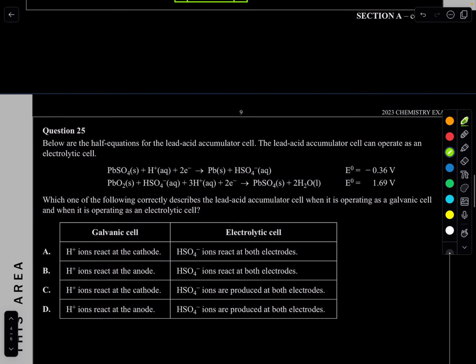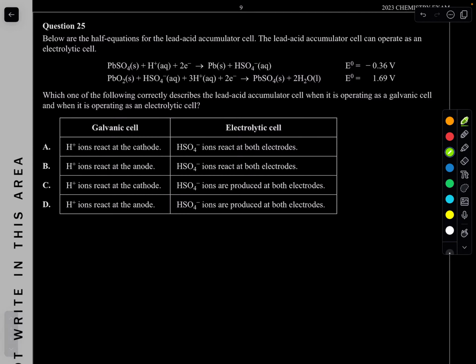Beautiful. Question 25. Below are the half equations for the lead acid accumulator cell. The lead accumulator cell can operate as an electrolytic cell. All right, so we have these 2. Which of the following correctly describes the lead acid accumulator cell when it's operating as a galvanic cell and when it's also operating as an electrolytic cell? So H plus ions react at the cathode, HSO4 minus ions react at both electrodes.